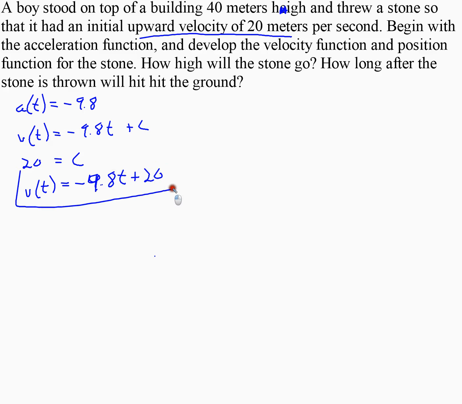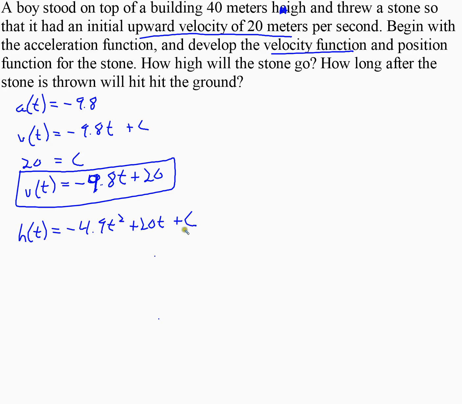So that was part of the question. It wanted to know the velocity function. We want to develop the velocity function. Now the position function, which we write h of t, is going to be the integral of that, which is negative 4.9 t squared plus 20t plus c.